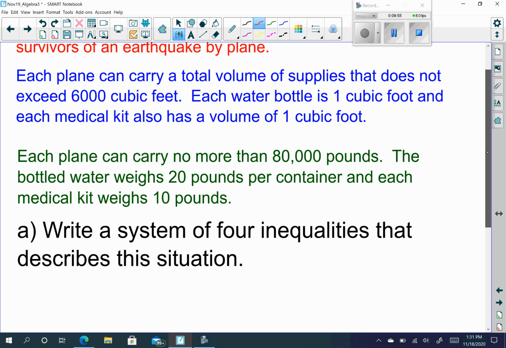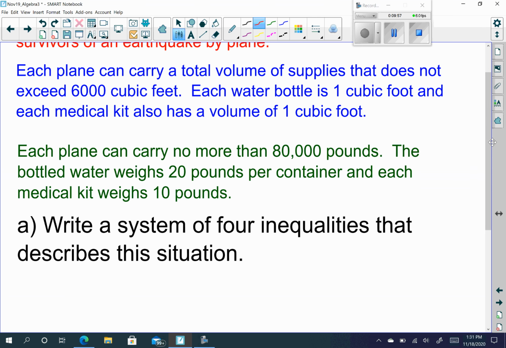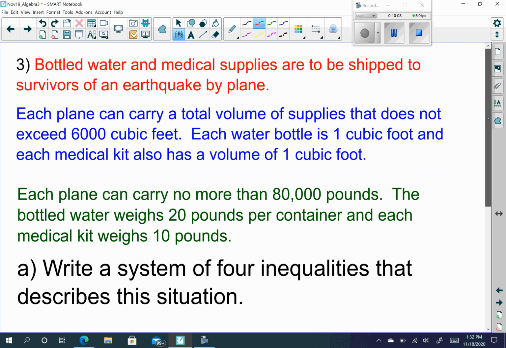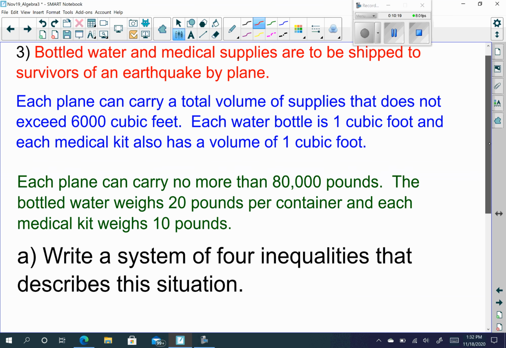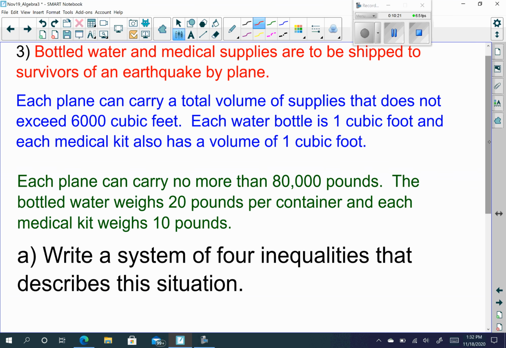Each plane can carry no more than 80,000 pounds. The bottled water weighs 20 pounds per container, and each medical kit weighs 10 pounds. We're going to write a system of 4 inequalities that describes the situation. So I just want to give you guys time to think about it, look back at the 2 examples we just did, and see if you can use something similar to those for this. So pause the video to see what you come up with.